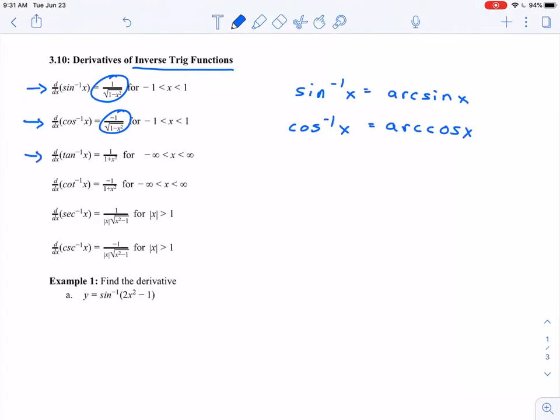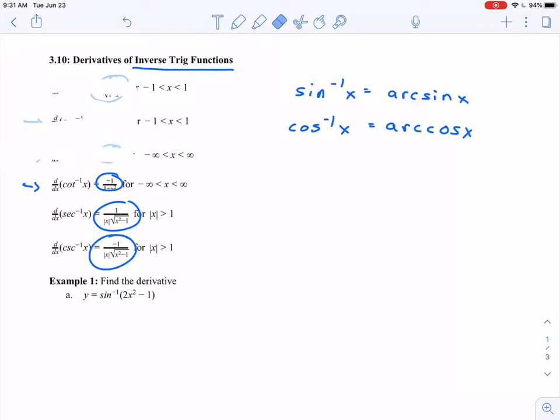If we pair up tangent inverse of x with cotangent inverse of x, we'll see again that those derivatives are only different by that factor of -1. Same with secant inverse of x and cosecant inverse of x. Again, the only difference between those two derivative rules is that factor of -1. So luckily, they're all the same. It can perhaps make it difficult to remember when we need that negative sign and when we don't.